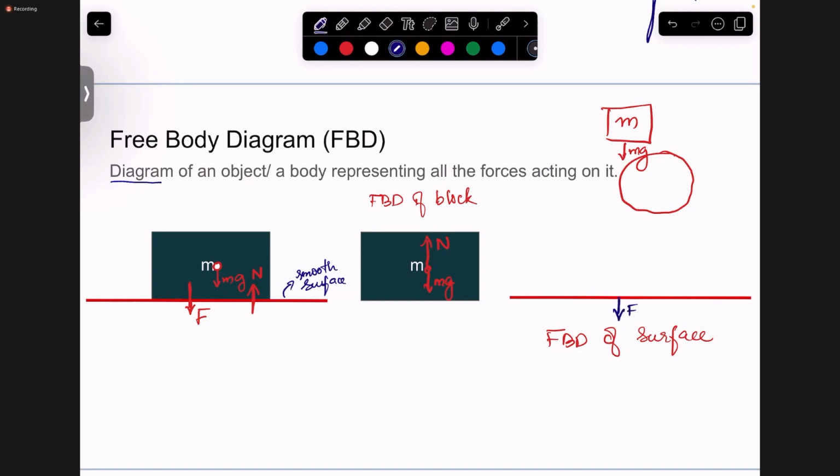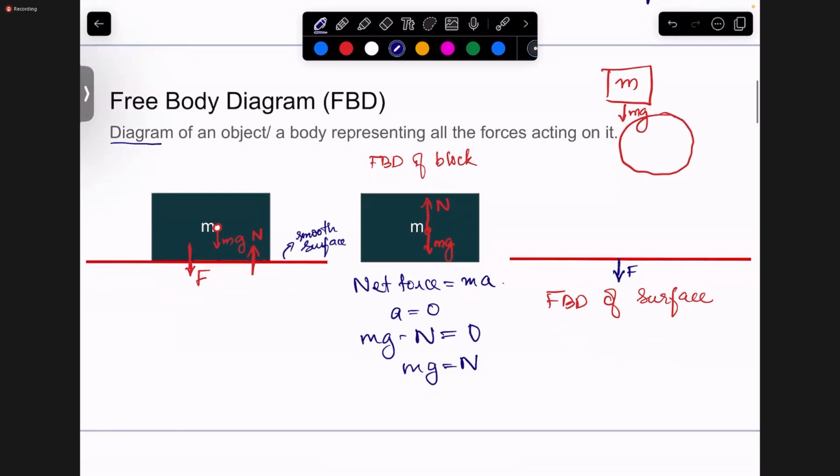Okay. How can you say that this N is equal to mg? It's because net force equals mass times acceleration. Here acceleration equals 0. So net force is mg minus N equal to 0. So mg equals N. That is how you know that these forces are equal.